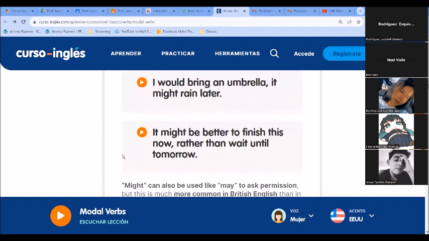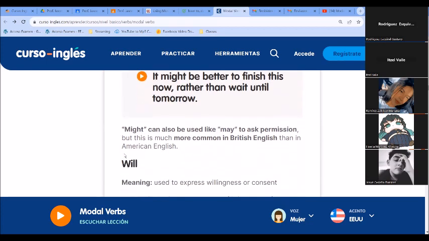It might be better to finish this now rather than wait until tomorrow. Might can also be used like may to ask permission, but this is much more common in British English than in American English.